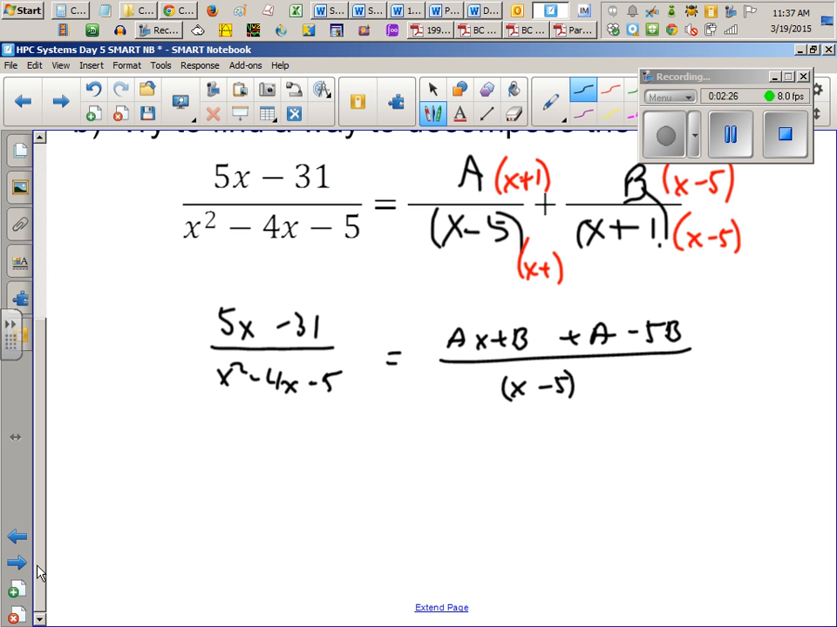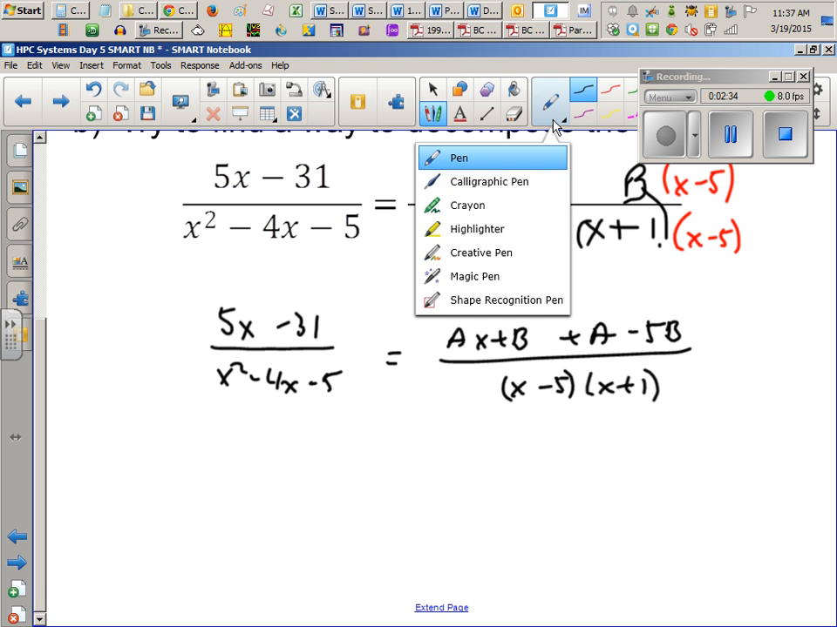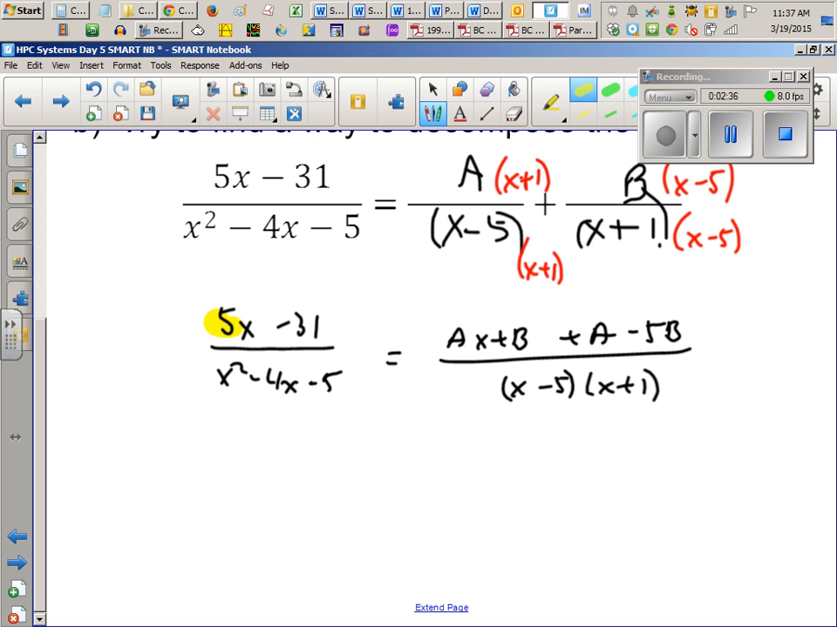All right, so it really is two equations, is the trick here. So after recombining, this is x plus 1. Multiplying this by x plus 1, multiplying this by x minus 5. You have basically 5x minus 31. And this side you have ax plus bx plus a minus 5b. But now the denominators are the same. So we turn this into a system of equations. Basically, you have 5x is equal to ax plus bx, and then you have negative 31 is equal to a minus 5b. It really is two equations.